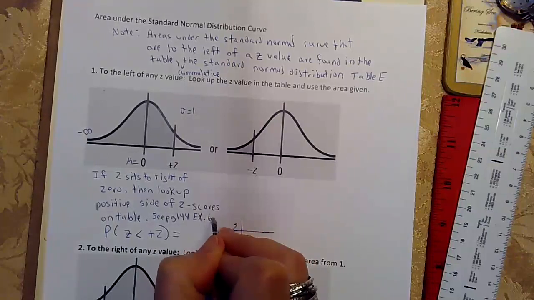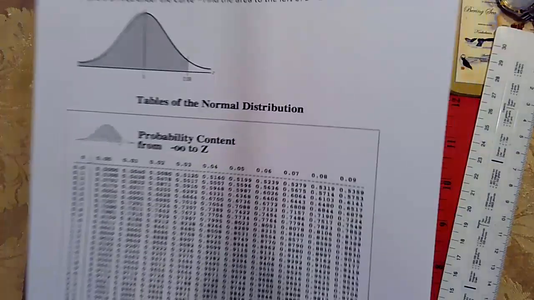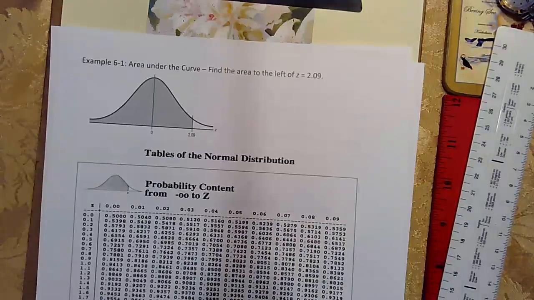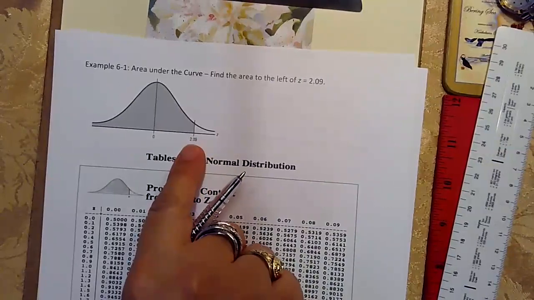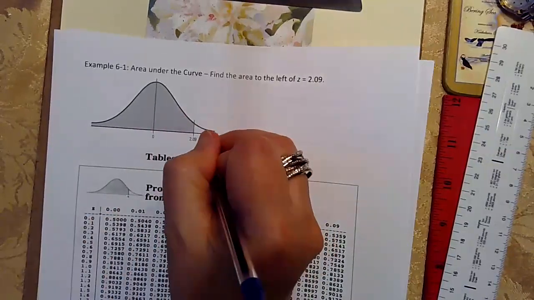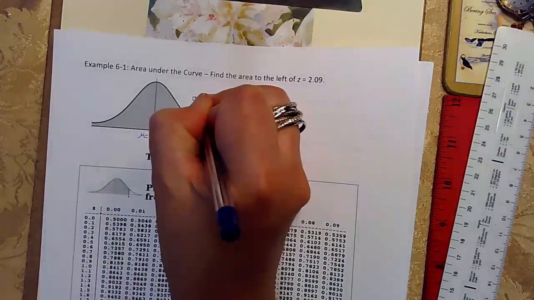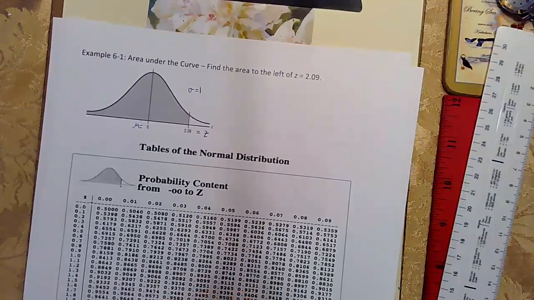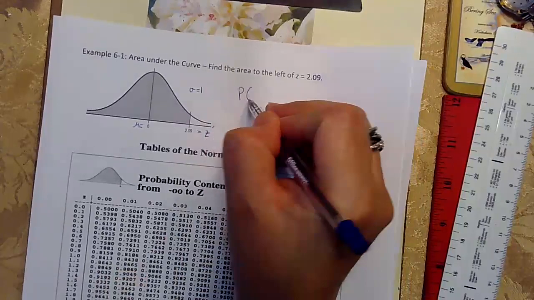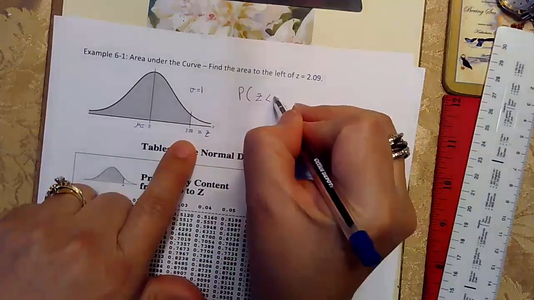Example 6-1. Okay, so that's supposed to be an example of this. If you look at it here, find the area underneath the curve that's to the left of z equals 2.09. You see this is your z. Mu is 0, sigma is 1, and you're trying to find this area underneath the curve. When you set this up, probability stands for area. Z is less than 2.09.